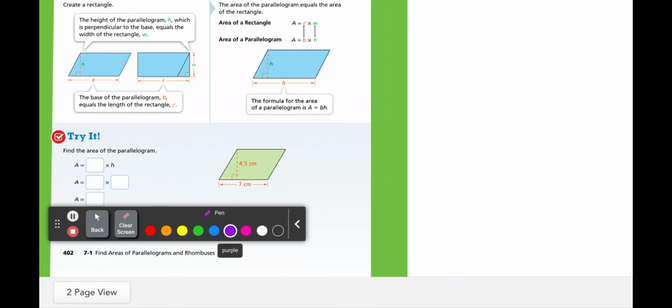So I'm going to start by rewriting my formula, and you should be doing this in your notebook also. Area equals base times height. When we have 2 letters next to each other or a number and a letter next to each other, we should know that that means multiplication. So now I'm looking at my parallelogram here. I have to figure out which is the base. Do I know which one the base is? Yes, I do. The base is going to be the 7 centimeters there. So I can plug that in. Okay, well, the base is 7 centimeters.